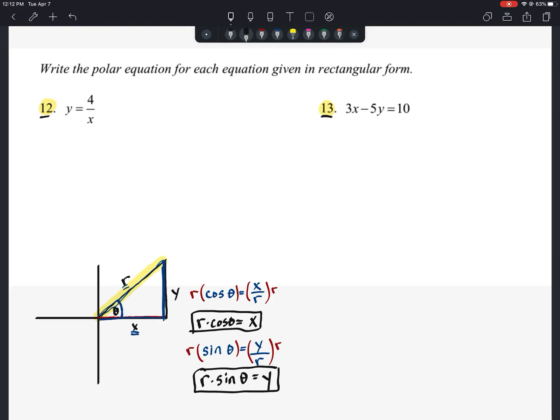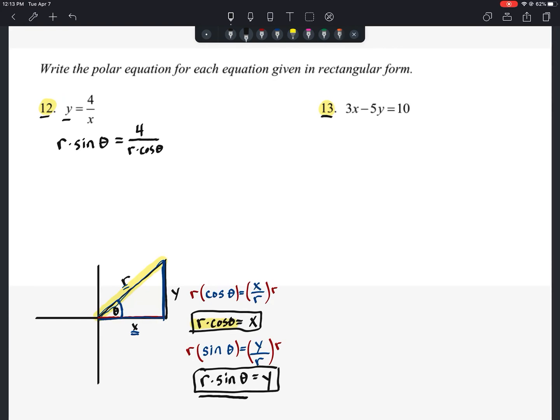Looking at number 12, we have y is equal to 4 over x. If I think about y as being the same thing as r times the sine of theta, let's substitute that in. I've got r times the sine of theta, and right now it equals 4 over x, but I can replace my x with r times the cosine of theta. So when I write this, I've got 4 divided by r times the cosine of theta.